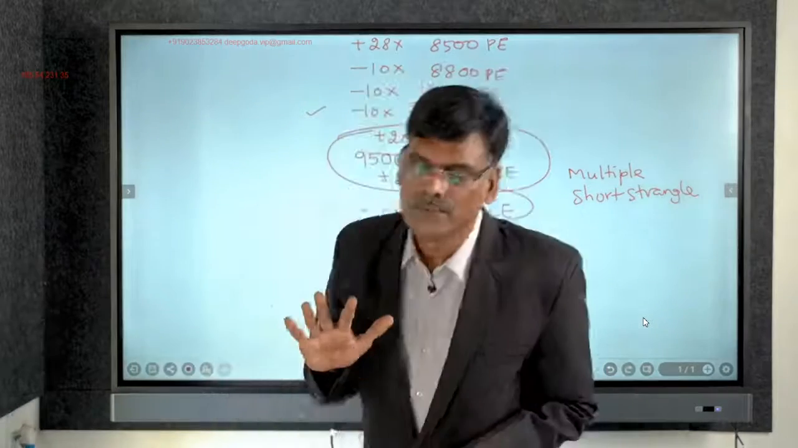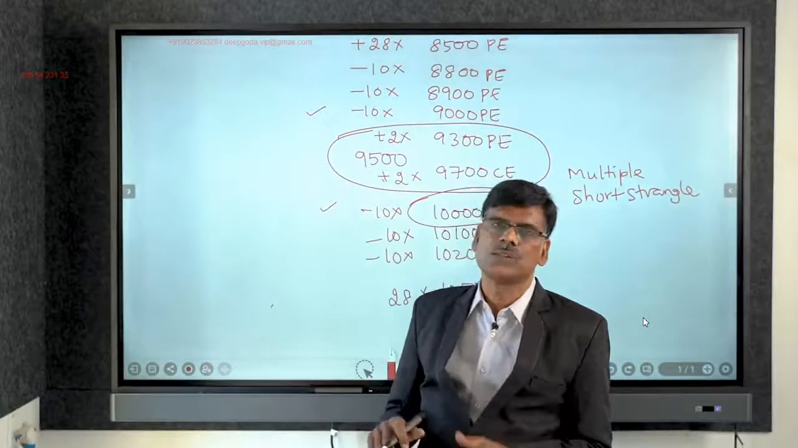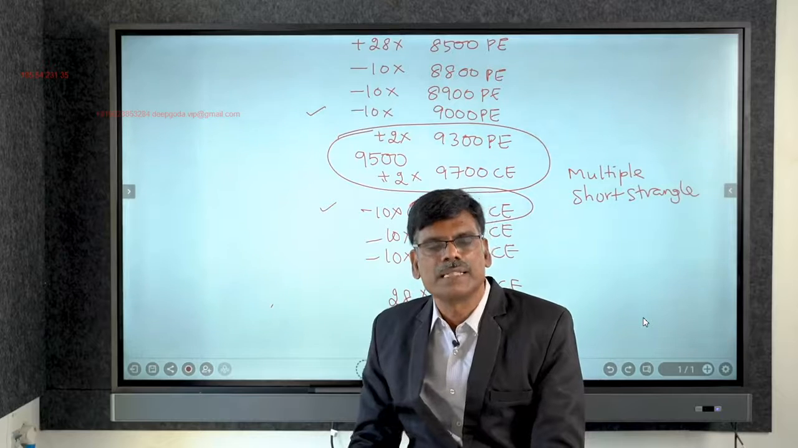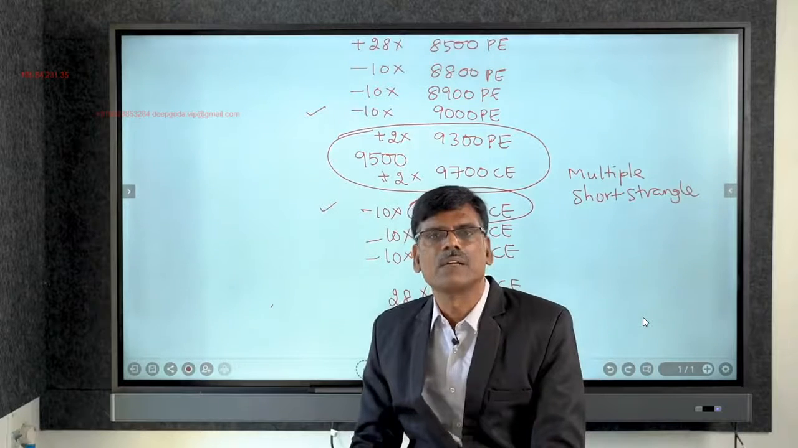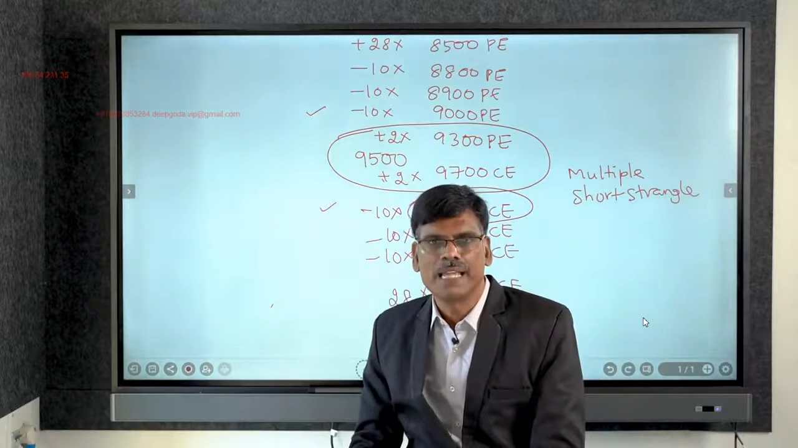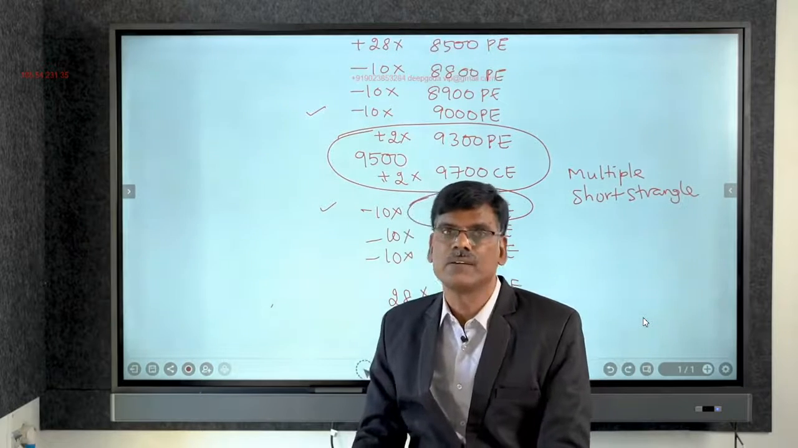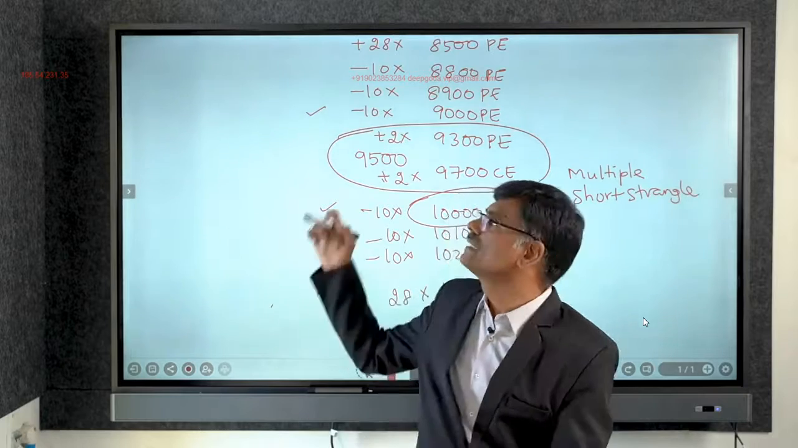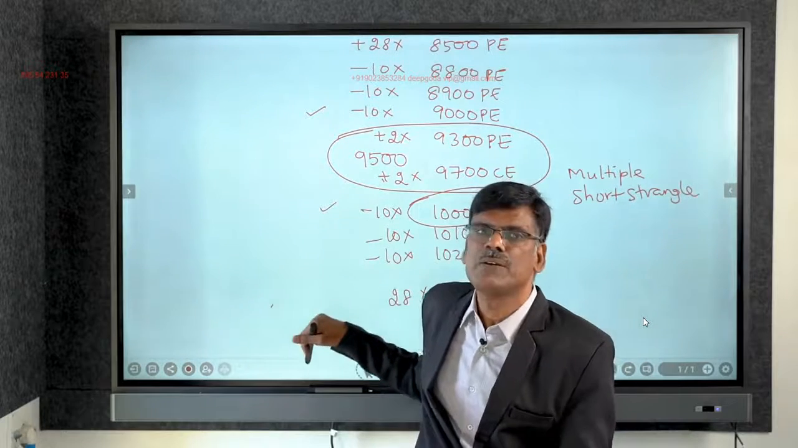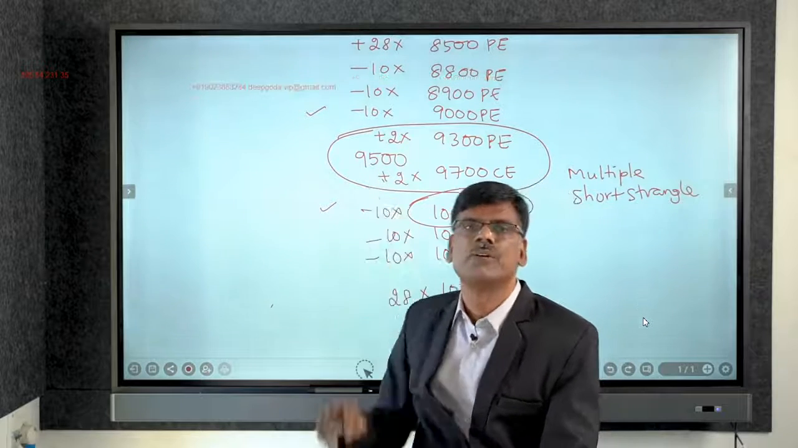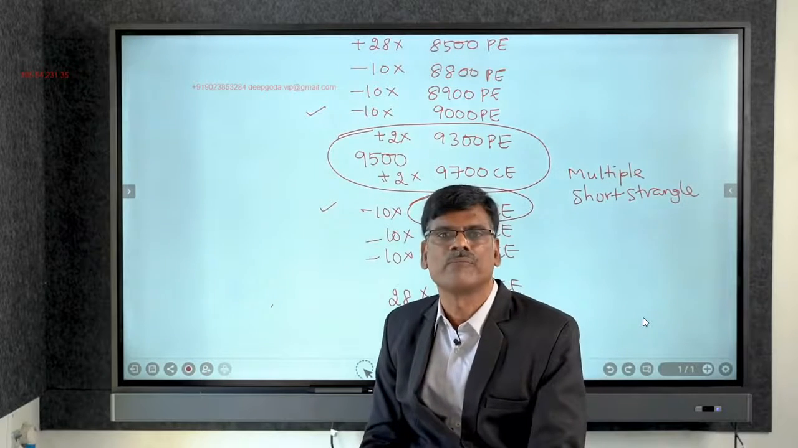Learning point here: don't do naked short strangle and always go for iron condor. So what is the difference between short strangle and iron condor? In iron condor, you buy the same number of lots as you sold. Okay, and that buying is not necessarily far out of the money, but a few lots you can do at the front also.